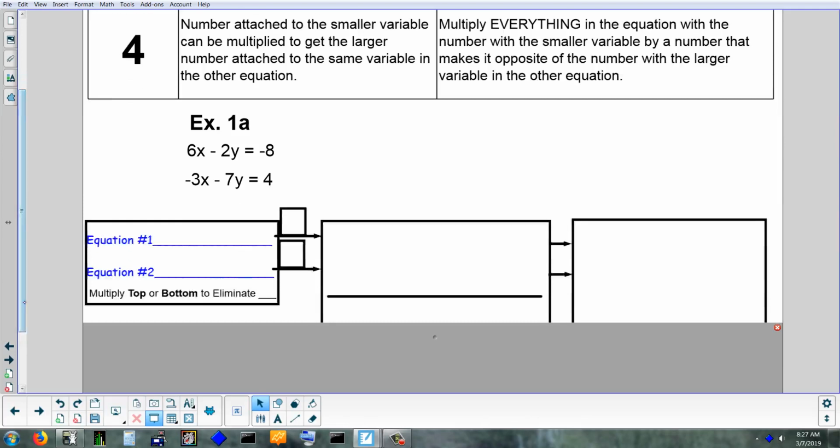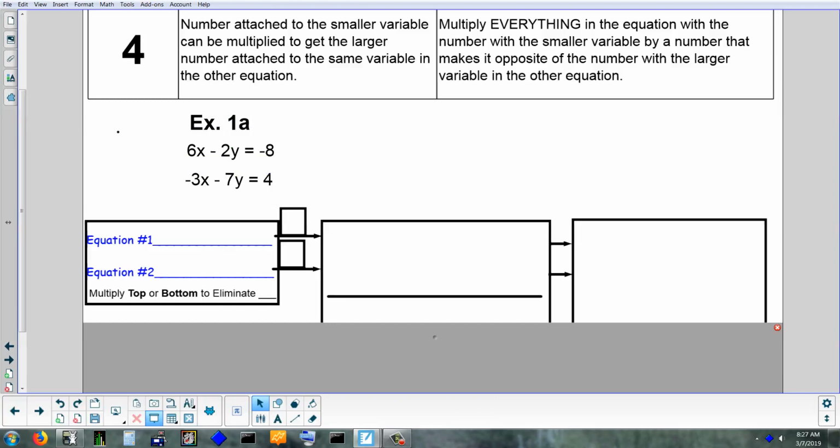All right, so we've gone through it. Same letter, same number, different sign. No single positive variable in both equations. No single positive variable in one equation. No, everything's got a number in front of it. So now let's get to case 4. Number attached to the smaller variable. Can we multiply it to get the bigger one?